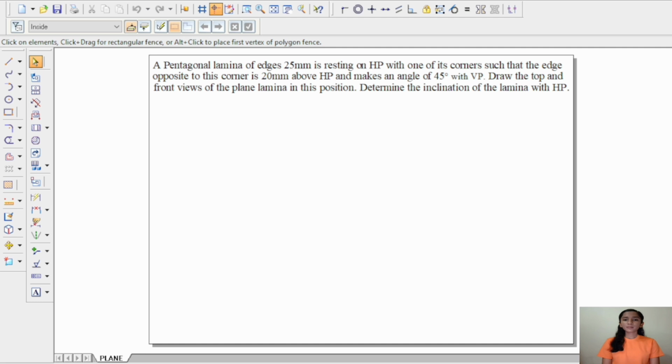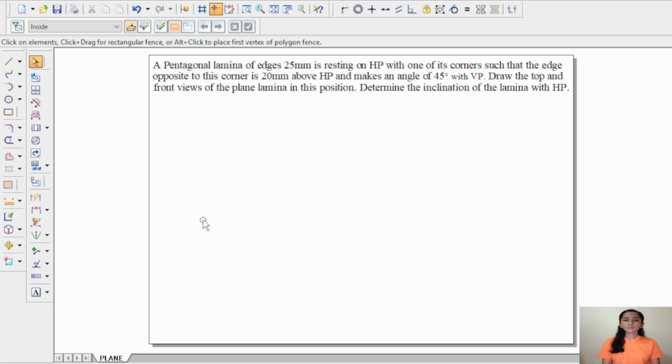Now let's solve a problem related to projection of planes. And here is our question. A pentagonal lamina of edges 25 mm is resting on HP with one of its corners such that the edge opposite to this corner is 20 mm above HP and makes an angle of 45 degrees with VP. Draw the top and front views of the plane lamina in this position. Determine the inclination of the lamina with HP.